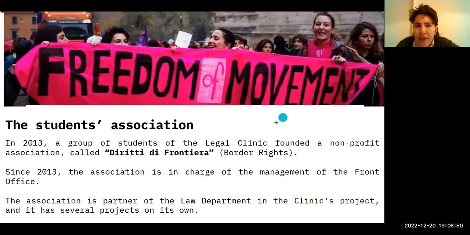And so, for example, we started a very important cooperation with the feminist realities in the city of Rome, and we also participated in different struggles and started to participate in assemblies and moments of thinking about feminism and borders between the students and the other activists of this movement in Rome and in Italy.